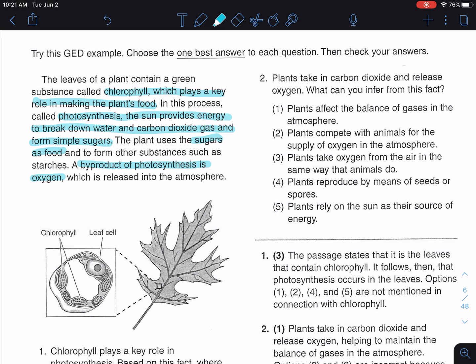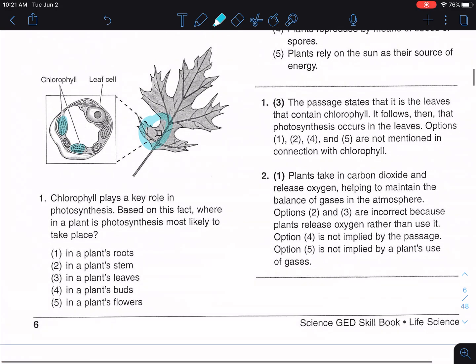So here's the chlorophyll in the plants right here. This is what it looks like inside a leaf, okay? So chlorophyll is that key product to help in the process of photosynthesis. Photosynthesis takes the sun's energy to break down the carbon dioxide gas that the plants take in to form simple sugars, which is their food, and then it releases oxygen. Chlorophyll plays a key role in photosynthesis.